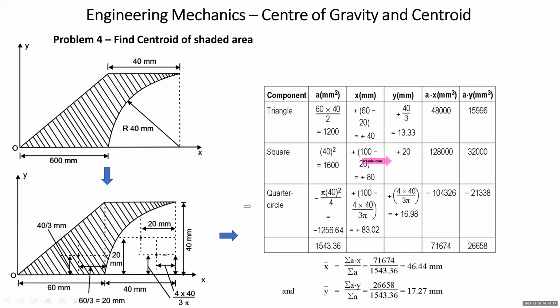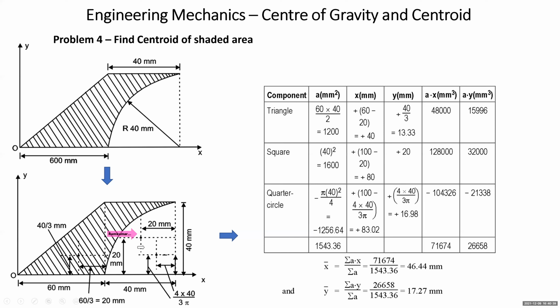Now we come to the quarter circle. Quarter circle is removed area, so we'll take it as minus pi r square by 4. Radius is 40 mm. Now this is the centroid of it. This point is right of the y-axis, so the x coordinate is positive. Total distance is 100 minus 4r upon 3 pi. This is the x coordinate.